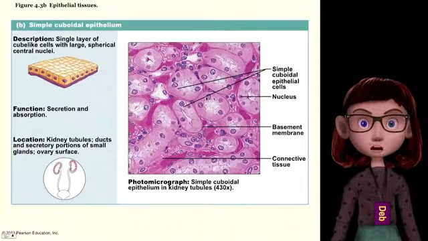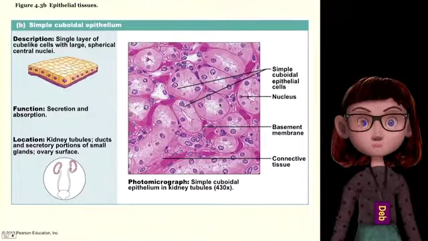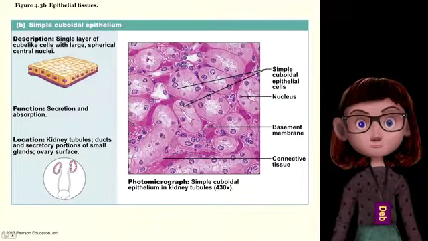And this is showing you kidney tubules. And each one of these circles would be a cross-section through a tubule, which is a little tiny tube, and you can see these cuboidal-shaped cells, one layer.